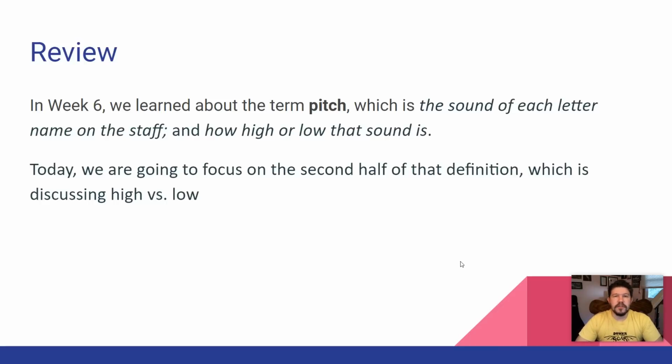To review first, the term pitch, like I've said before, kind of trying to hammer away into your heads, is the sound of each letter name on the staff and how high or low that sound is. Today we are going to focus on the second half of the definition, which is talking about high versus low.